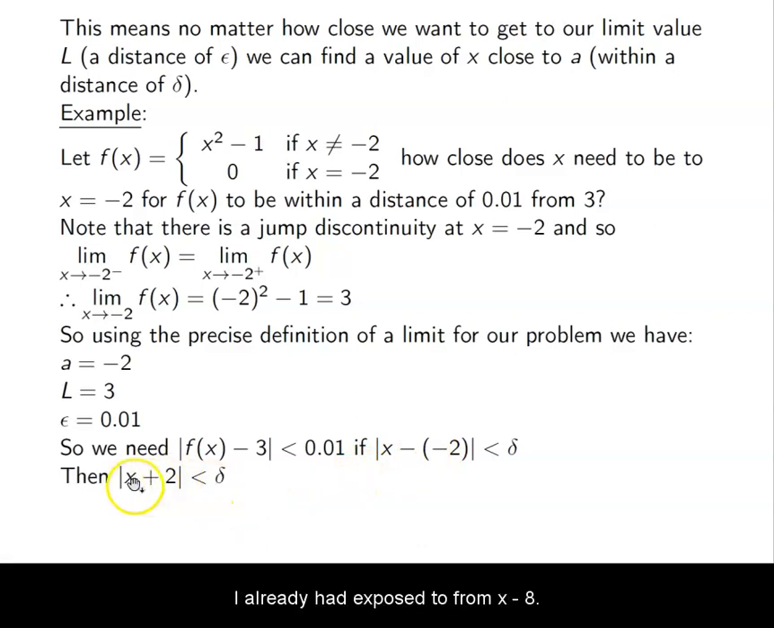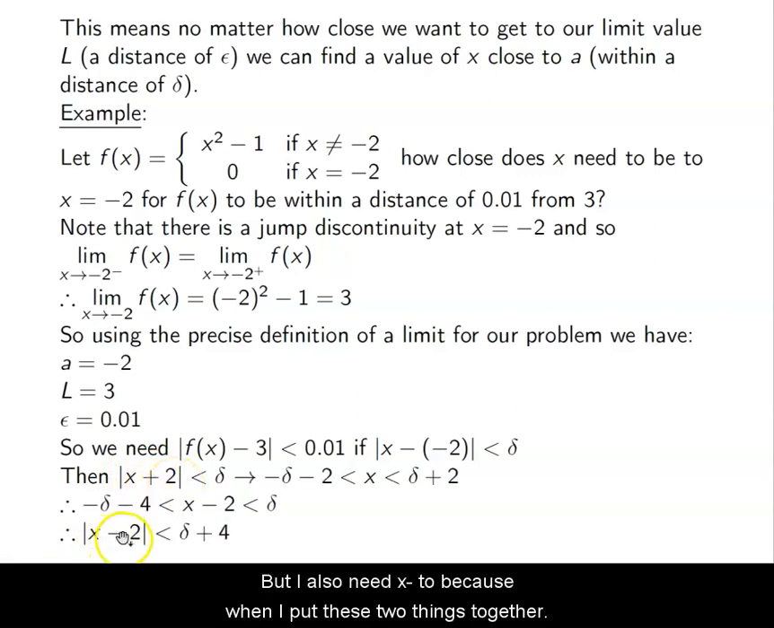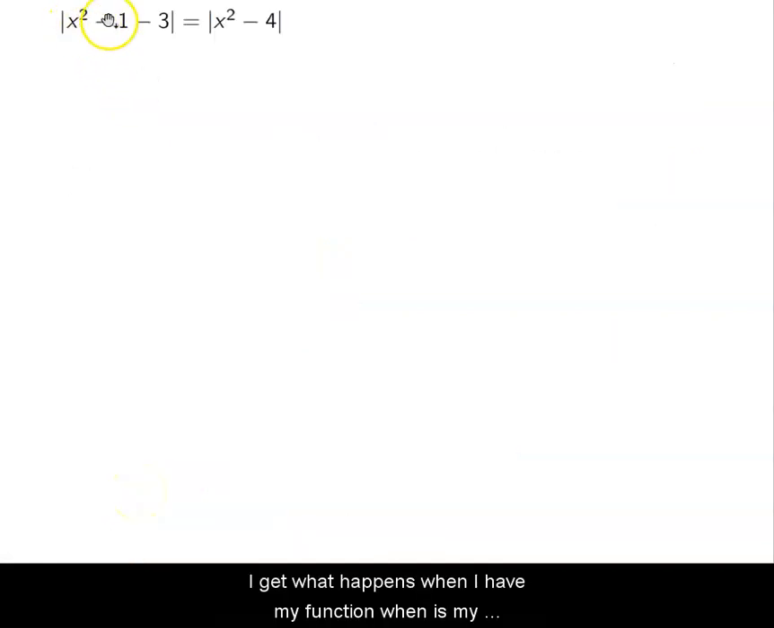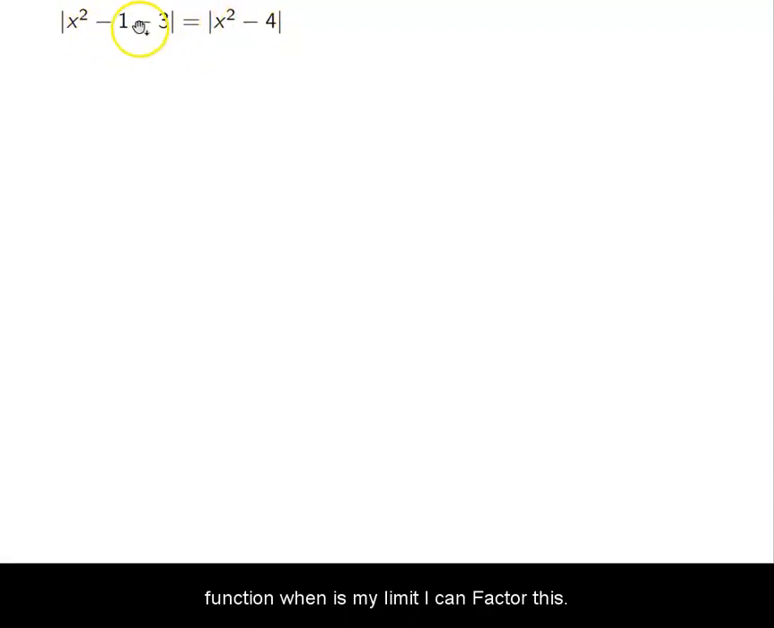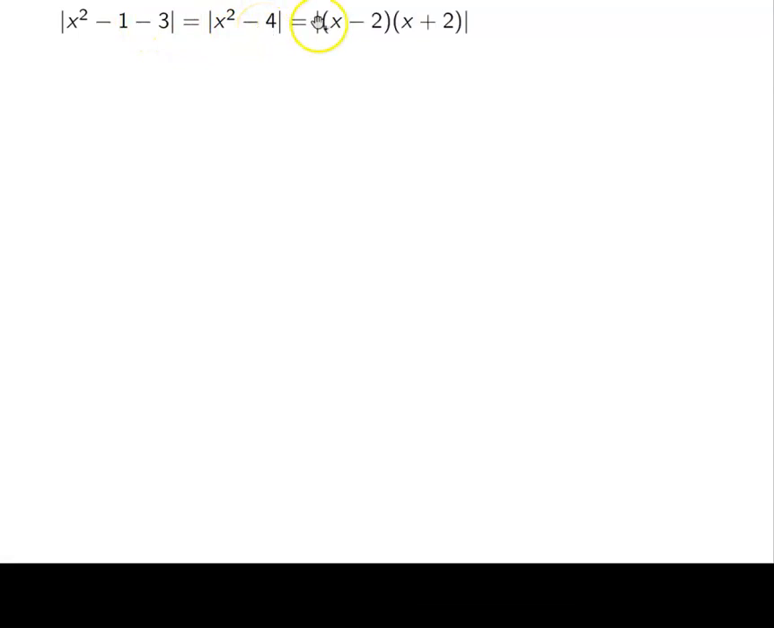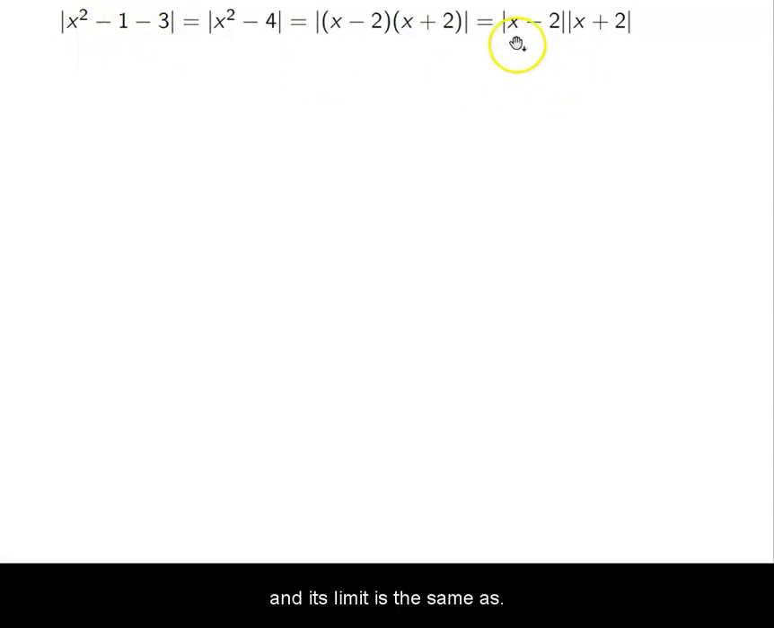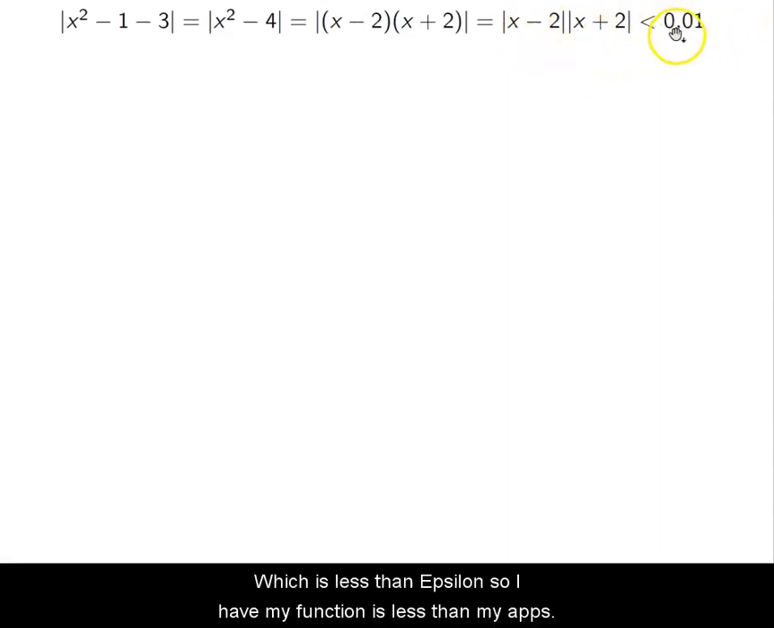Okay, I already had x plus 2 from x minus a, but I also need x minus 2 because when I put these two things together, I get what happens when I have my function minus my limit, which is x squared minus 4. So now I can factor this, and I can take the absolute value of each factor. So the absolute value, the distance between my function and its limit, is the same as the distance of x minus 2 times the distance of x plus 2, which is less than epsilon.